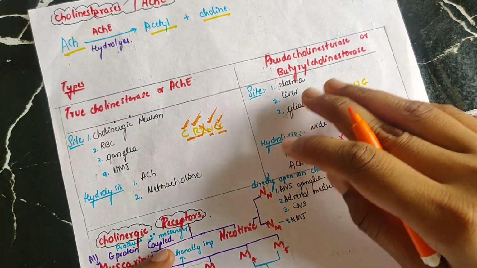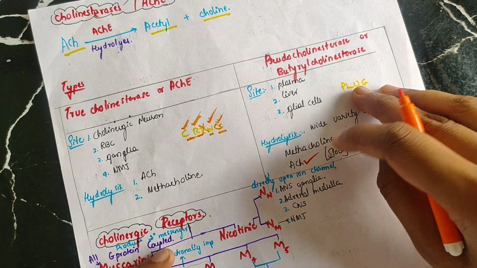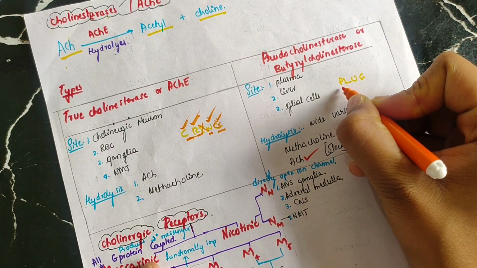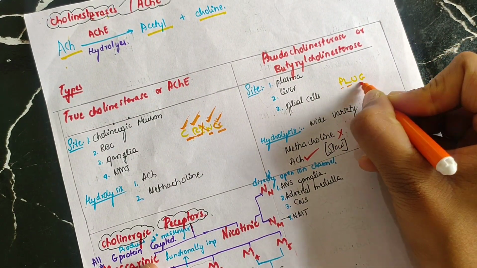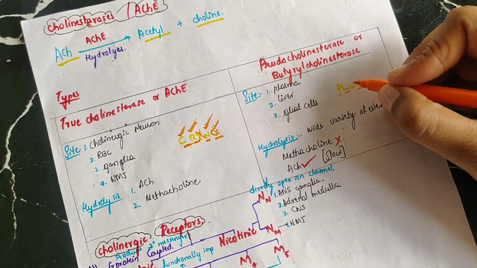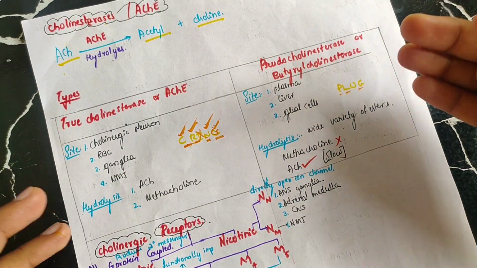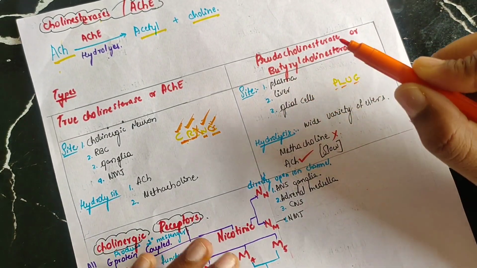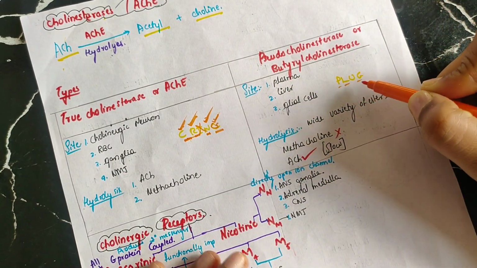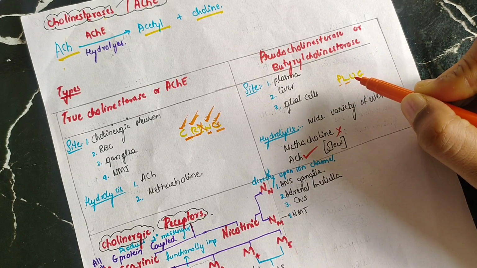And for pseudocholinesterase, you can remember PLUG. P for plasma, L for liver, and G for glial cells. In the nervous system we find other types of cells besides neurons. These are glial cells, which are supportive cells for the neurons. You can remember this through PLUG.